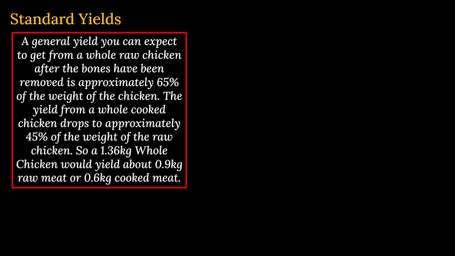Now we'll talk about the yield. The word yield, maybe you are hearing for the first time. A general yield you can expect from a whole raw chicken after the bones have been removed is approximately 65% of the weight of the chicken.